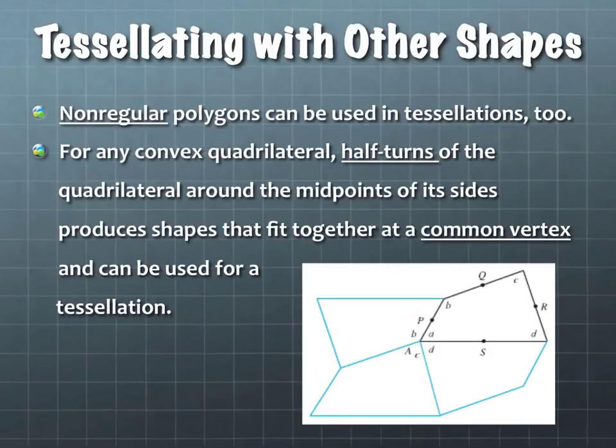For any convex quadrilateral, half turns of a quadrilateral around the midpoint of its side produces shapes that fit together at a common vertex and can be used for a tessellation. So the figure on the right is the original, the one that's drawn with black. And what they've done is they've taken the midpoint, let's look at S, of the side. Okay? And then they've rotated this shape 180 degrees down here. So the figure underneath it is a rotation of 180 degrees. And they've done the same thing over point P. They've rotated 180 degrees. This is their rotation figure.